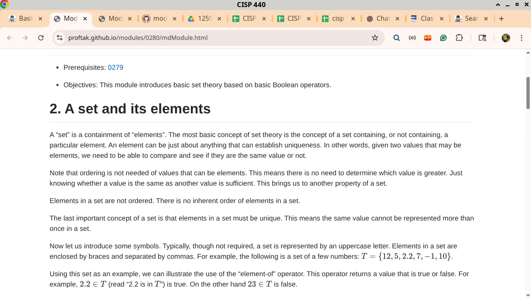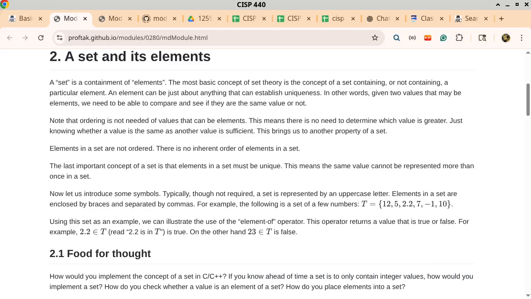So now we are moving on to the notational part. The notational part is basically saying if you have a set with a finite number of elements and you just want to show everybody all the elements in the set, this is the notation to use. So in this case, I'm basically saying T is a set where inside the set 12, 5, 2.2, 7, -1, and 10 are its elements. Is that okay? Does everybody understand this notation?